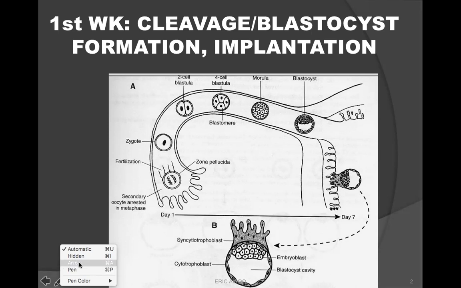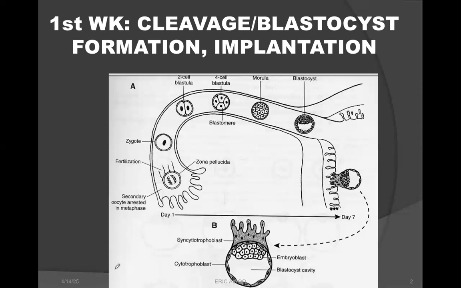And then you have the space appearing here. So that will become the blastocyst cavity. And then all the blastomeres will be pushed towards the North Pole, forming the inner cell mass or embryoblast. So that is what occurs.